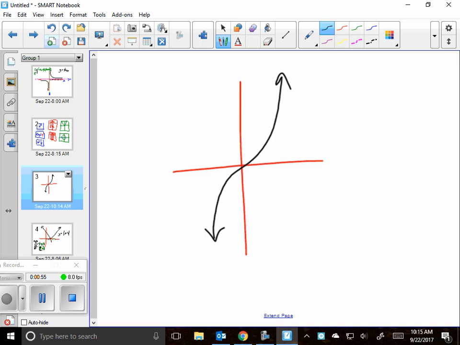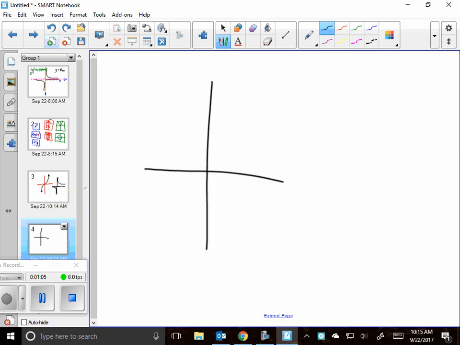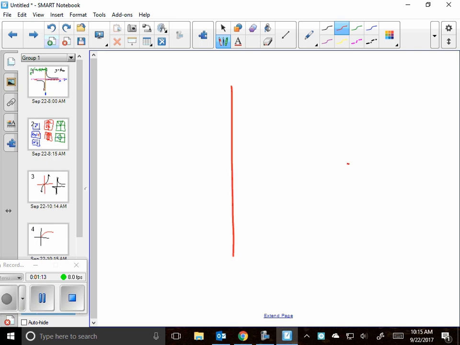Okay. And how about the butterfly? What's the butterfly one? 1 over x. Good. How about this guy? Yes. That is the square root. All right. And who can name one I haven't done? Yes. And that is a what shape? A V shape. That's the absolute value one.